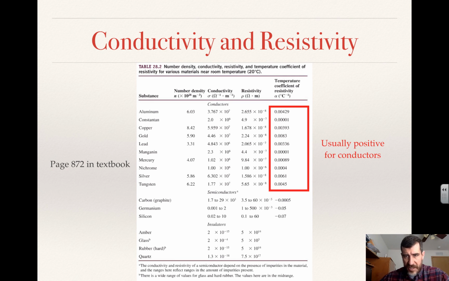But another interesting thing to notice, alpha is usually positive for conductors. So that means for most conductors, as the temperature goes up, the resistivity goes up. So it's actually harder to conduct electricity. Whereas for semiconductors, carbon, germanium, silicon, it's usually negative, which actually means for semiconductors, as the temperature goes up, the resistivity goes down.